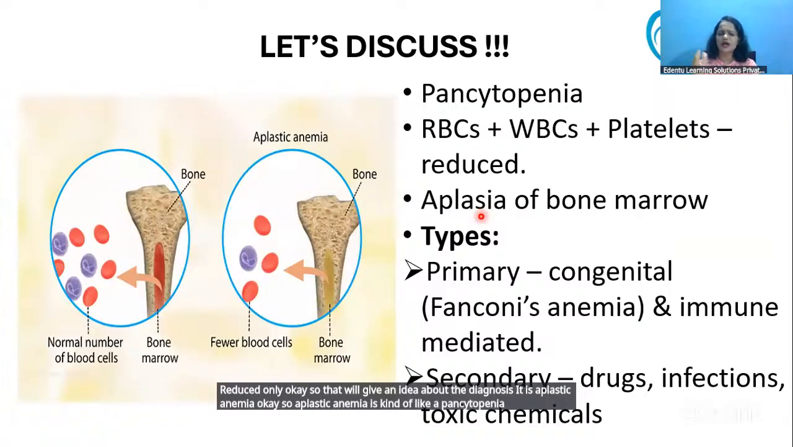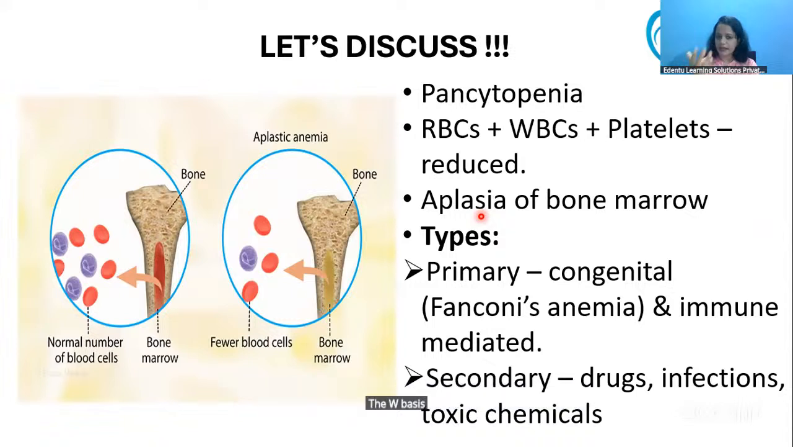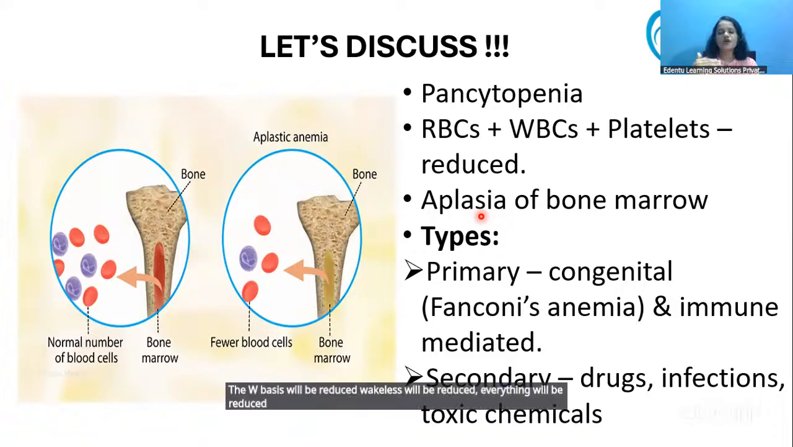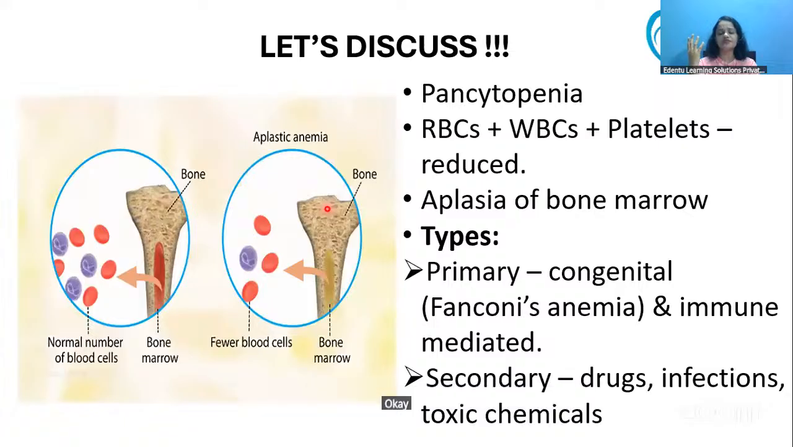Aplastic anemia is kind of like a pancytopenia. All the cellular elements of the bone marrow will be reduced in nature, whether it is RBCs, WBCs, or platelets, everything will be reduced. And if you look at the bone marrow picture also, you'll be able to see aplasia like this. Very less amount of cells will be seen. Hypocellularity will be seen. Such pancytopenia is usually seen in aplastic anemia only.